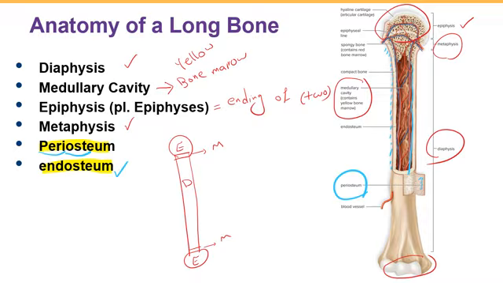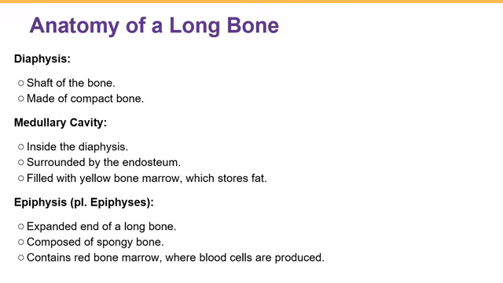Okay, so let's review. We talked about the diaphysis and we said diaphysis is the shaft of the bone. And because it's going to be found at the outer side of the long bone, that is a compact bone. And then we talked about the medullary cavity, which is inside the diaphysis. And then inside of the medullary cavity we have yellow bone marrow, which is going to store the fat. And we talked about the epiphysis, which is the ending part of a long bone, or expanded end of a long bone. Actually, it's composed of the spongy bone.